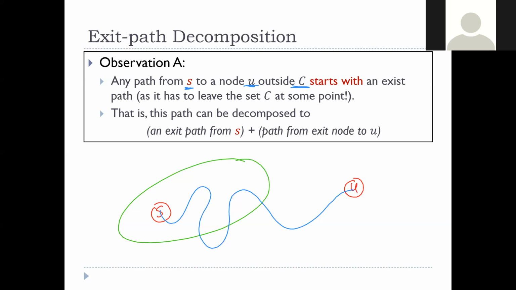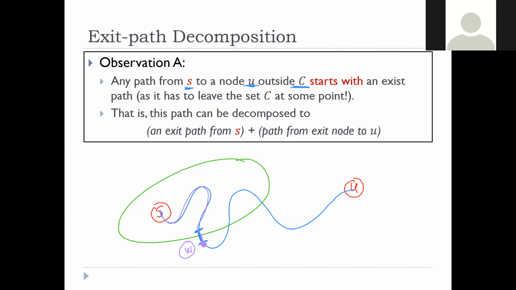So for example, for this path, it leaves set C through this edge. At some point, you have to go from inside C to outside C, right? Let's say this is the edge going from inside C to outside C, and the path from the beginning till this point is basically an exit path. So any path from S to U has to start with an exit path. In other words, this path can be decomposed into first an exit path, which is this purple one, and let's say this exit path reaches W, plus the path from the exit node W to U. Any path can be decomposed this way.